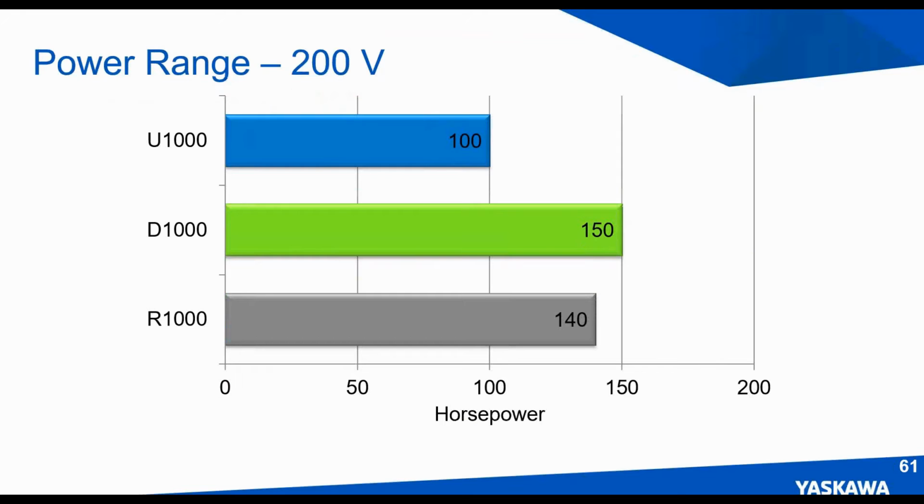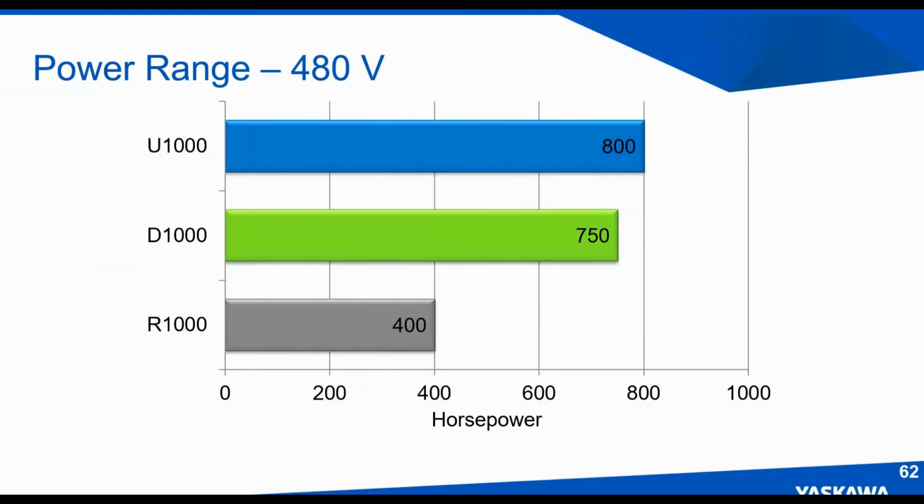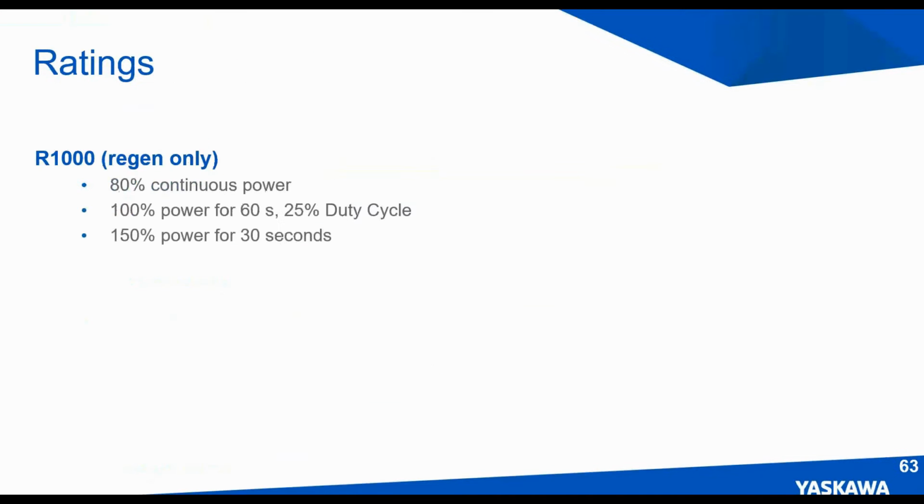Getting back to the R, the D, the U, the R1000 is rated up to 140 horsepower at 230 volt, the D1000 up to 150, and the U1000 up to 100 horsepower. For 460, the R1000 is rated up to 400 horsepower, the D1000 up to 750, and the U1000 up to 800 horsepower. So let's go through a summary of the ratings themselves.